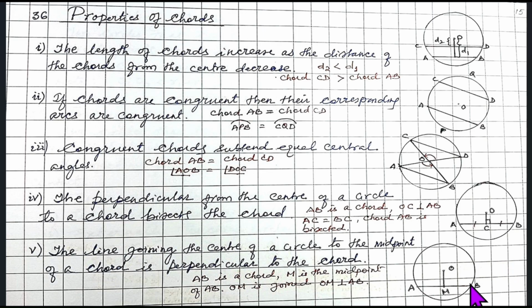The line joining the center of a circle to the midpoint of a chord is perpendicular to the chord. That means if you have a chord AB, and M is the midpoint of AB, if I join M to the center of the circle, then OM is perpendicular to AB, a very important property again.